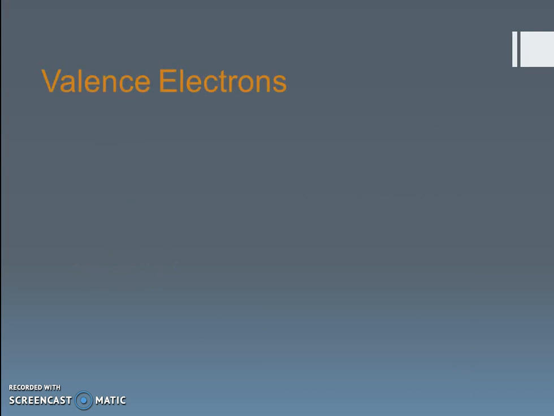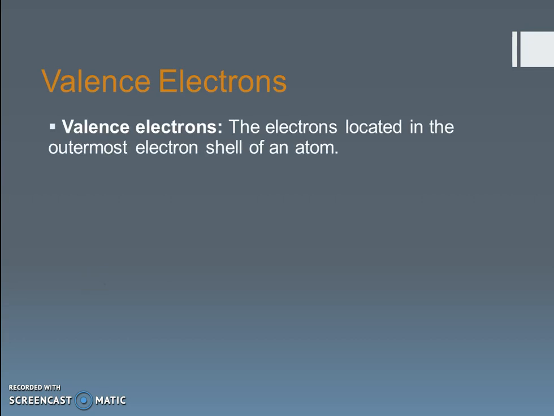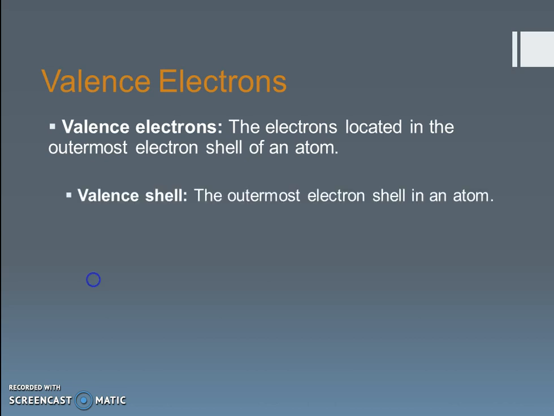Okay, so let's talk valence electrons, another word you're probably familiar with. These are the electrons located in the very outermost shell of an atom, and these are the ones that will be responsible for bonding. And we'll talk about both covalent and ionic bonding this year. So the valence shell is what we refer to as that outermost electron shell. Another term to keep in mind.